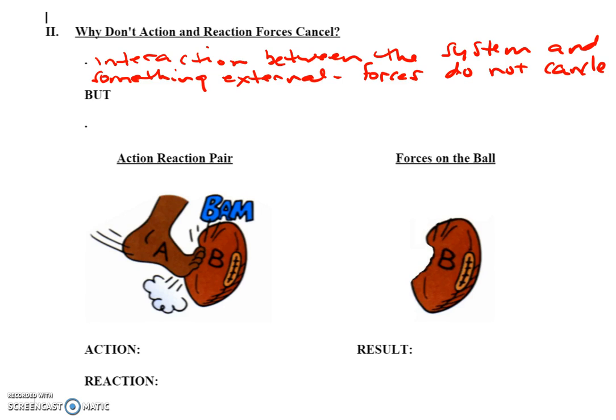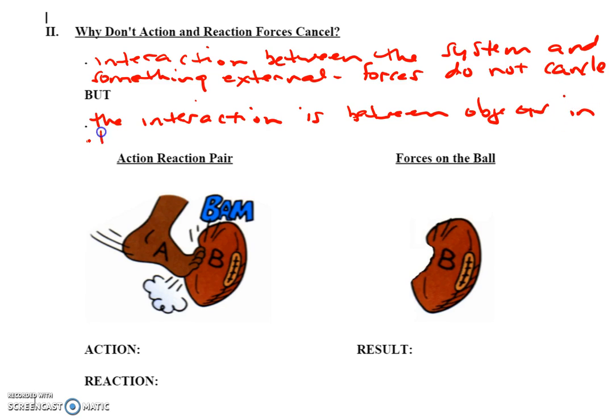But if the interaction between two forces is within the system, then the net force is zero. So if the interaction is between objects in the system, the net force is 0. So let's look at an example to try and explain this.